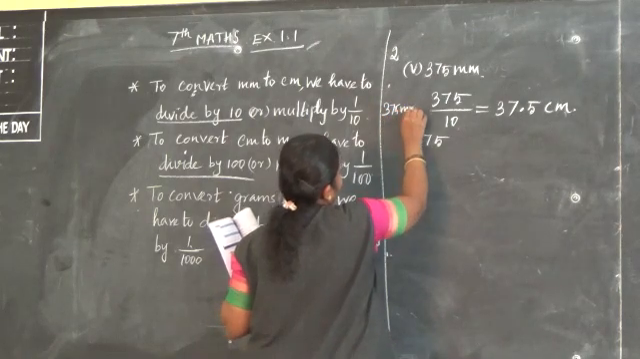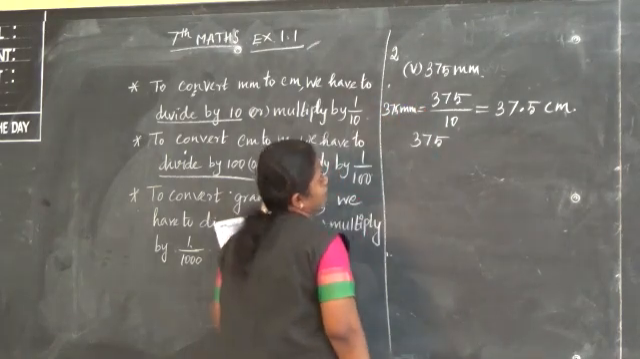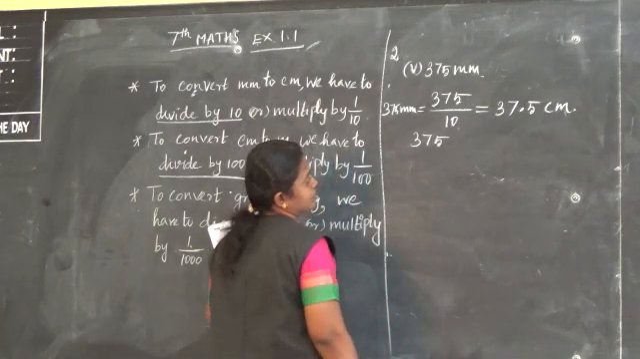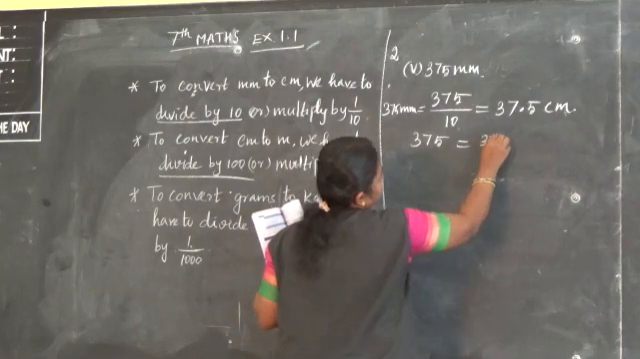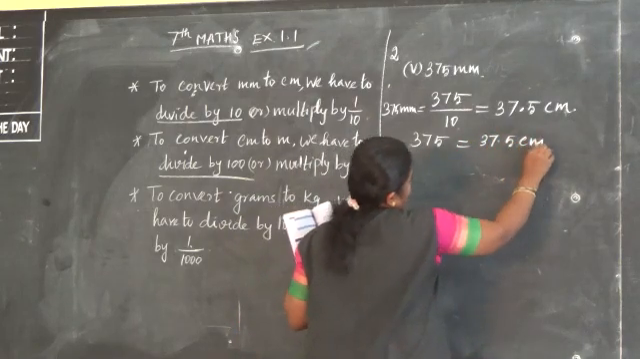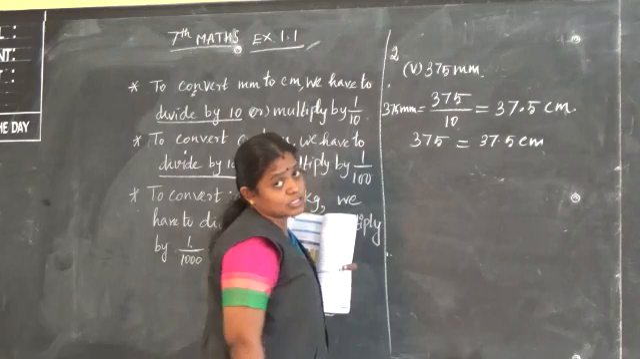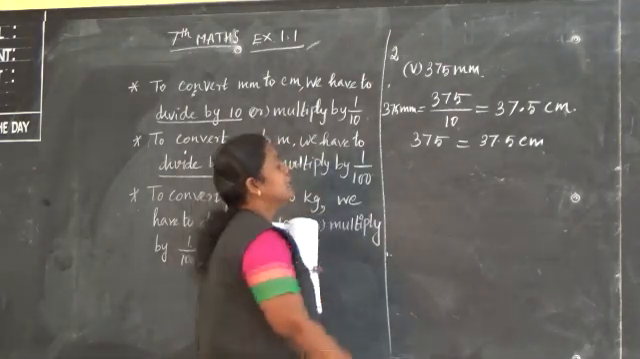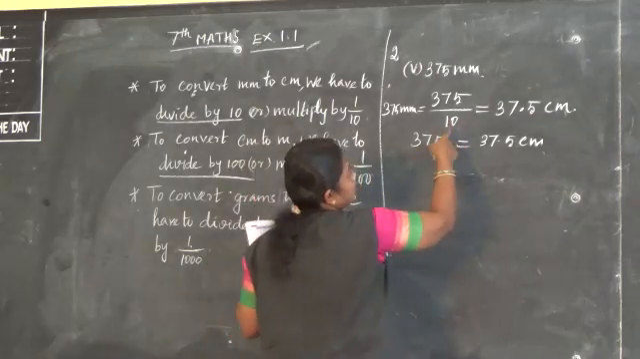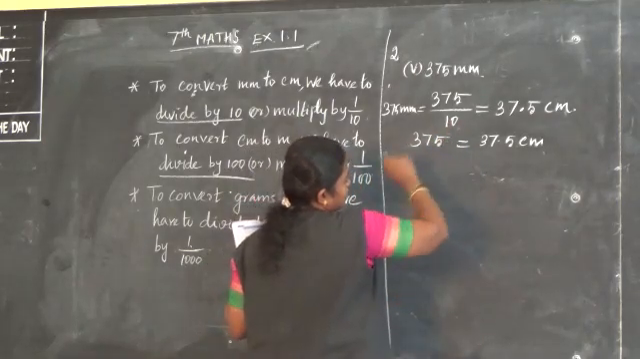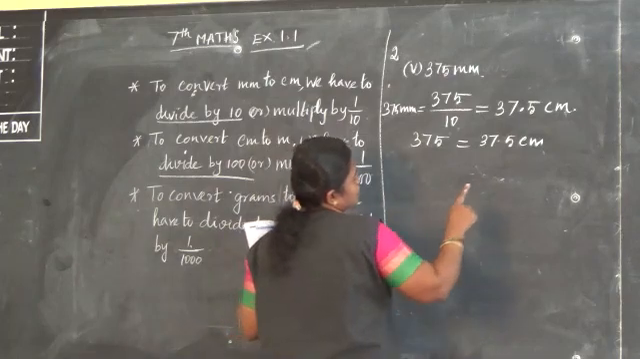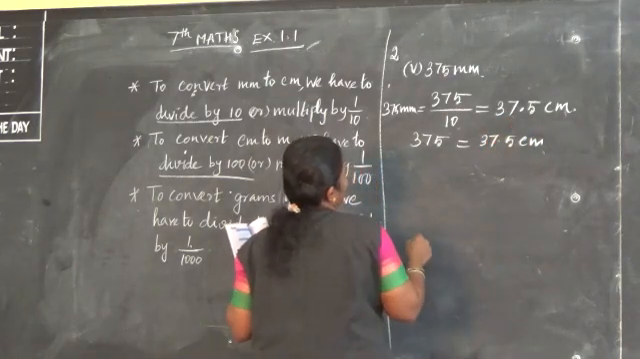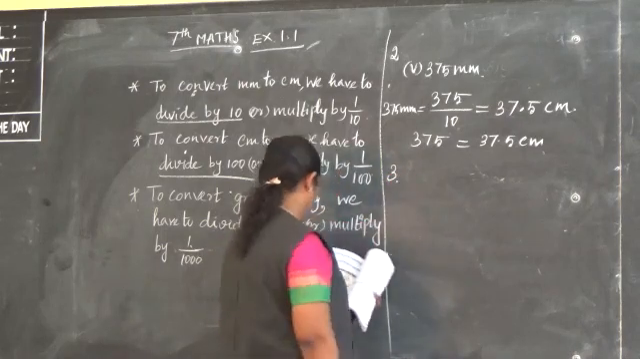375 millimeter equals 375 by 10, equal to 37.5 centimeter. If we convert millimeter to centimeter, we should multiply by 1 by 10 or divide by 10. Here I am dividing by 10. How many zeros are there in the denominator? Only 1 zero. That's why I am moving only 1 point. 37.5 centimeter.